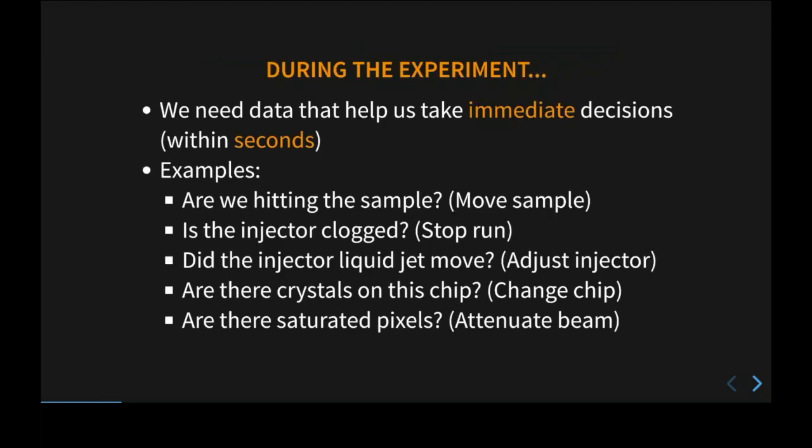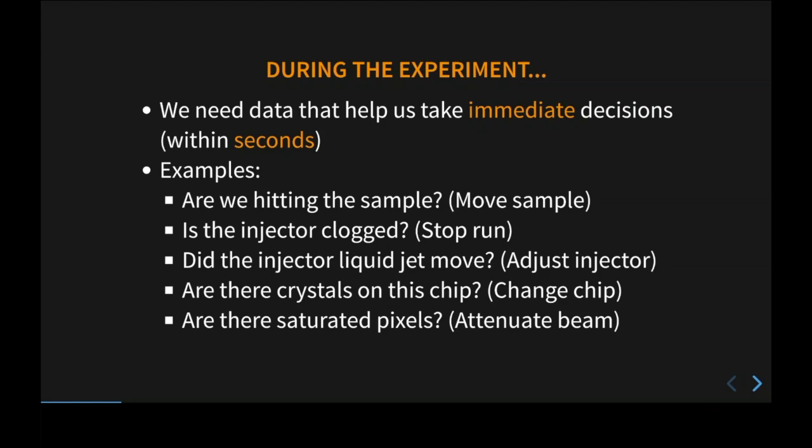Now, when we do this kind of experiment, sometimes we need to take decisions within seconds. For example, are we hitting the sample? If not, we need to move. Is the injector clogged? If the injector is clogged, no crystals come, say, in the liquid flow, and then we need to stop the experiment, fix it, and start again. Or did the injector, the liquid jet, move? Sometimes it fluctuates a little bit, and we need to be able to move so that the beam is aligned with it. Also, are there crystals on the chip that we are hitting? Or are there saturated pixels that could damage the detector?